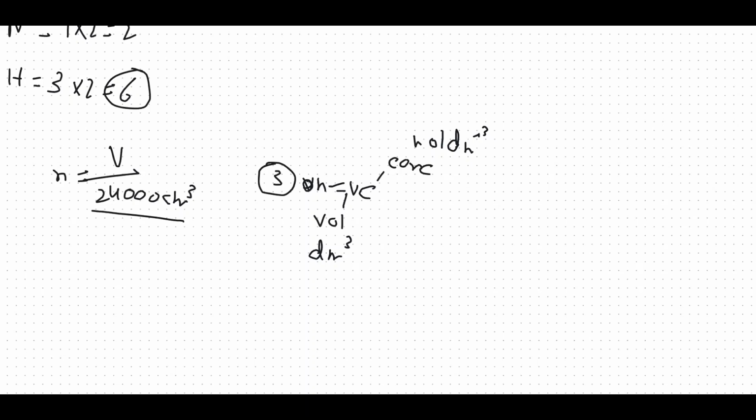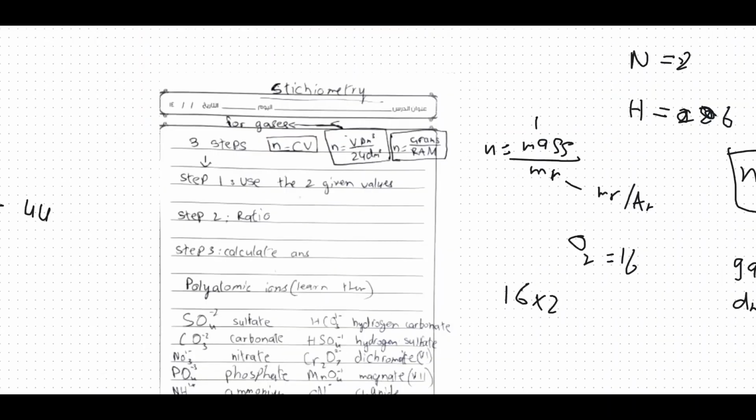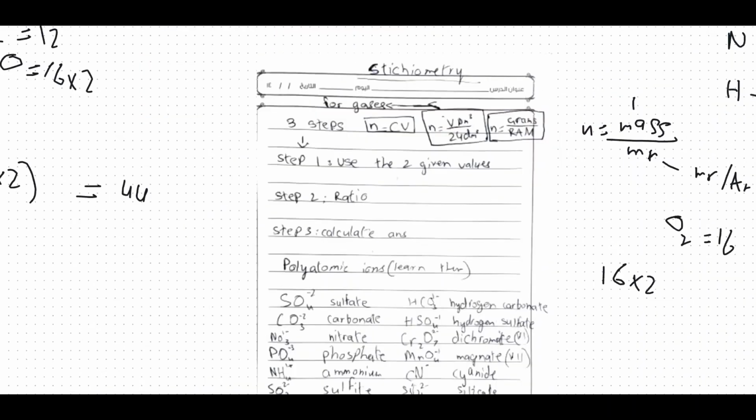There is one more, I'll get to that. But so, I've divided stoichiometry questions into 3 steps. Step 1 is you use the 2 given values to find the number of moles. So you find the number of moles using the 2 given values.